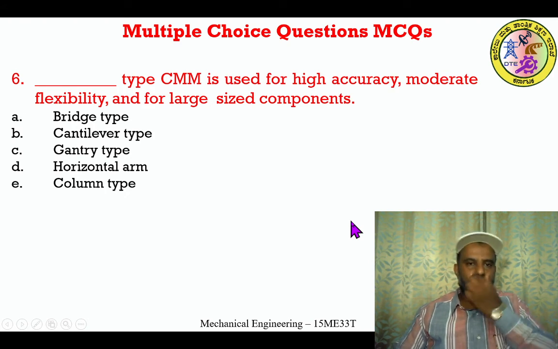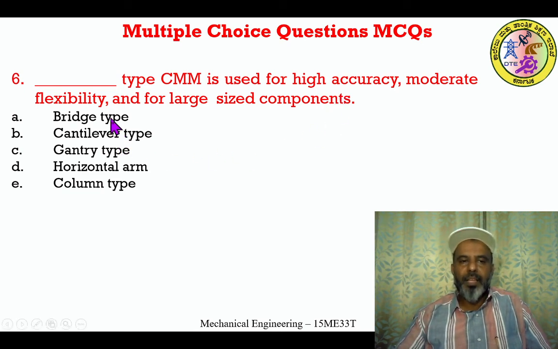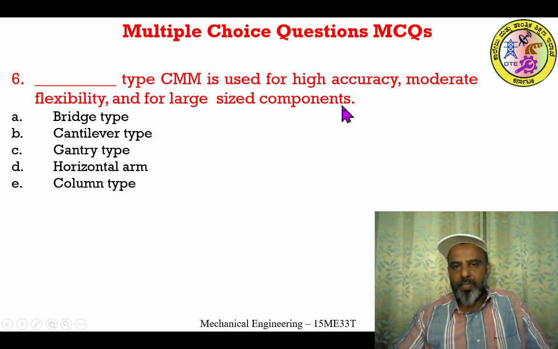Then the next question is: dash type CMM is used for high accuracy, moderate flexibility, and large sized components. Here 5 answers are given. A, bridge type, B, cantilever type, C, gantry type, D, horizontal arm type, E, column type. Now guess the answer. If you are not knowing, the answer will appear within 15 seconds. Note down here, it is used for large size components.